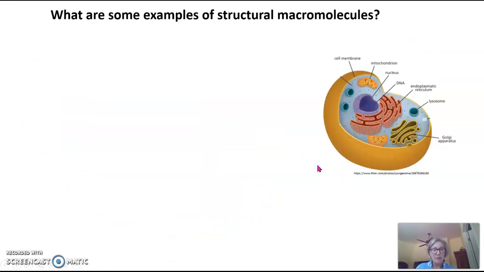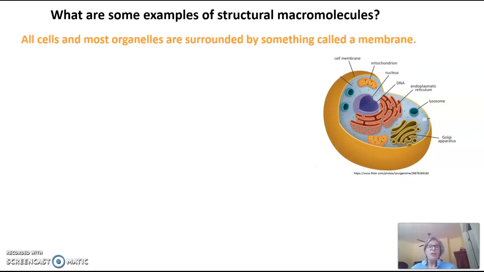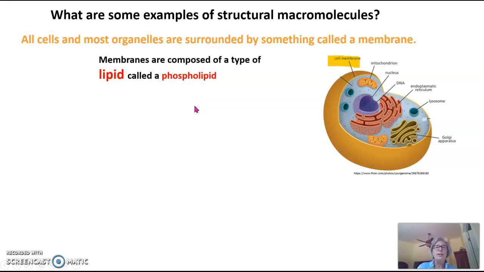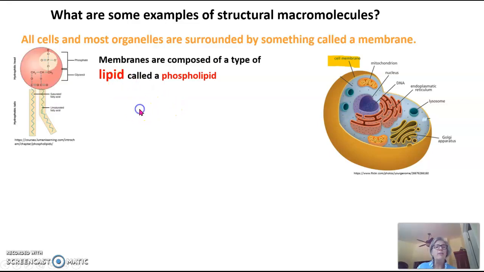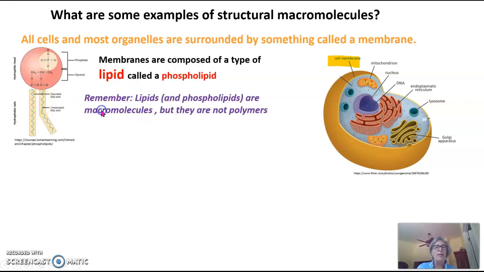So what are some examples of structural macromolecules? Well, all cells and most organelles are surrounded by something called a membrane. And this is indicated here in orange in this picture of the cell. This cell membrane surrounds the entire cell. There's also a membrane surrounding each of the labeled organelles in this cell, so the nucleus and the mitochondria and the Golgi apparatus. These membranes are composed of a type of lipid, which is one of our classes of macromolecules, and this lipid is called a phospholipid, pictured here on the left.